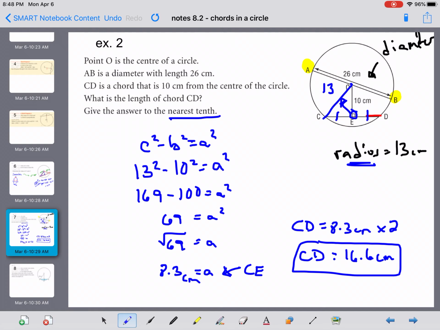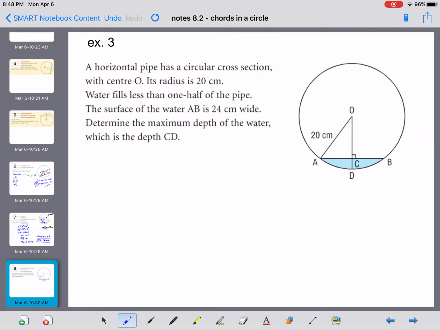So those are the kind of problems we're going to get. That's one example. Another example might look something like this, where I have a pipe, and inside the pipe some water is sitting. I want to figure out what is the deepest point of that water. That's kind of what this question's asking.